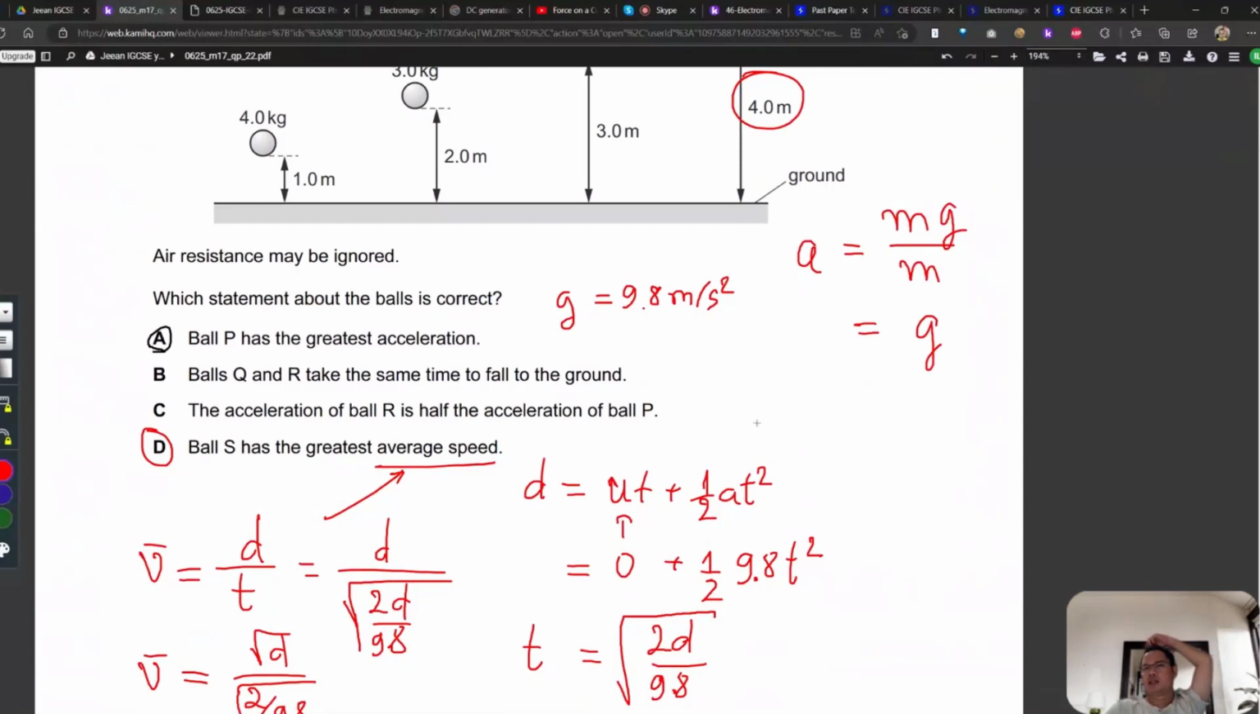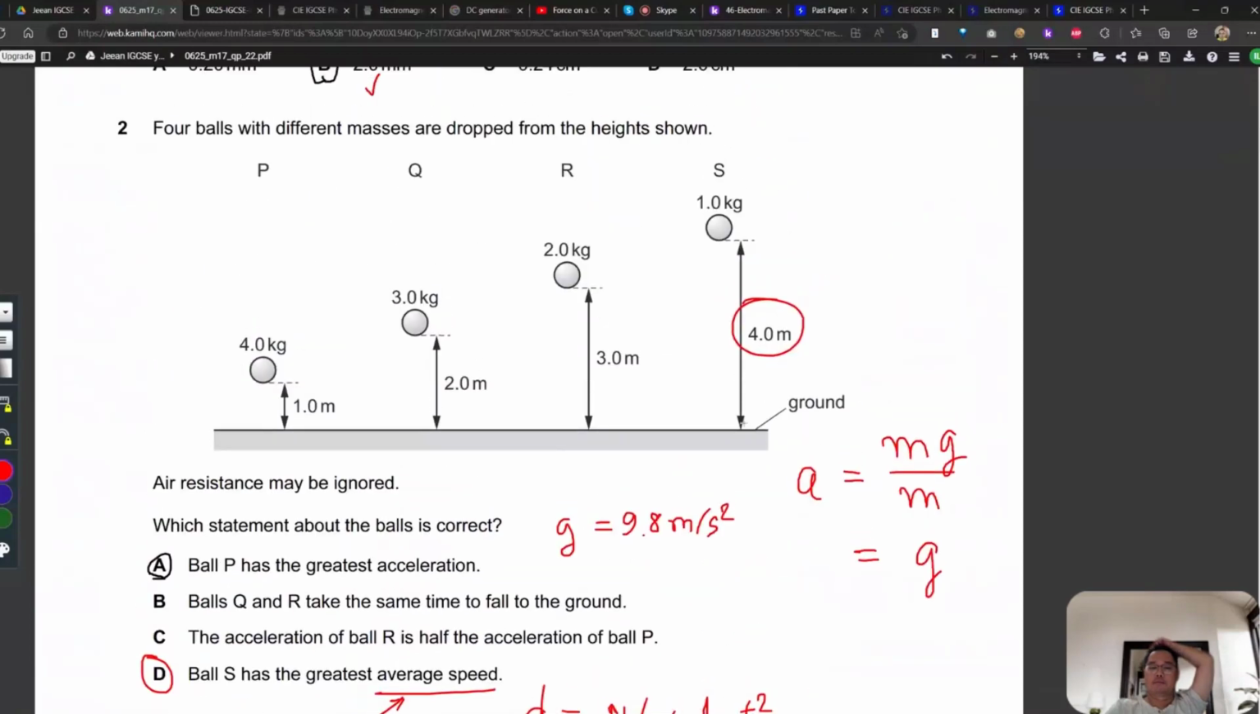I'm thinking of a simpler way to explain this. Okay, there's a simpler way like this. A ball dropped from a lower height, such as this one, very low, has the minimum time to fall and reach the ground, right? And the ball here has the maximum time of falling, right? It has more time to fly, and therefore it will gain more speed. It gains more speed, and therefore the average speed is greatest.